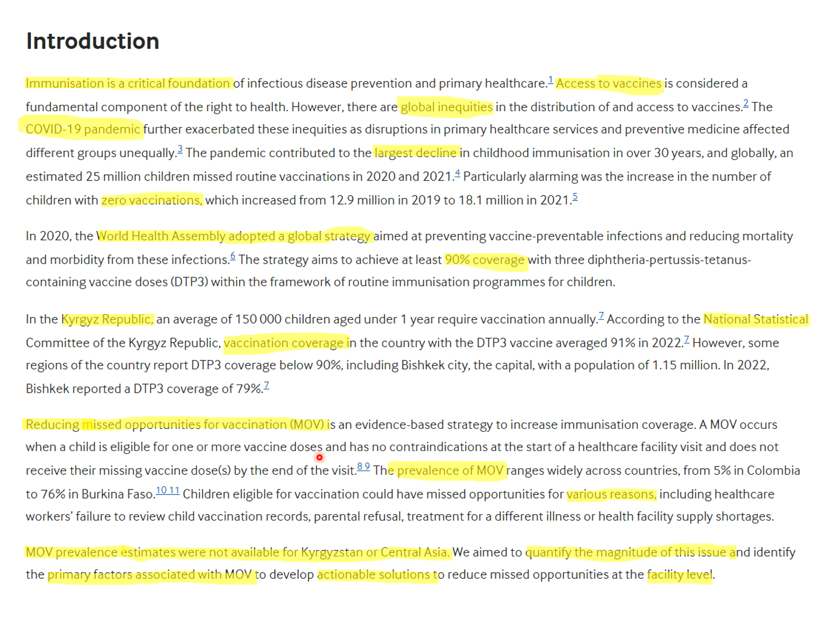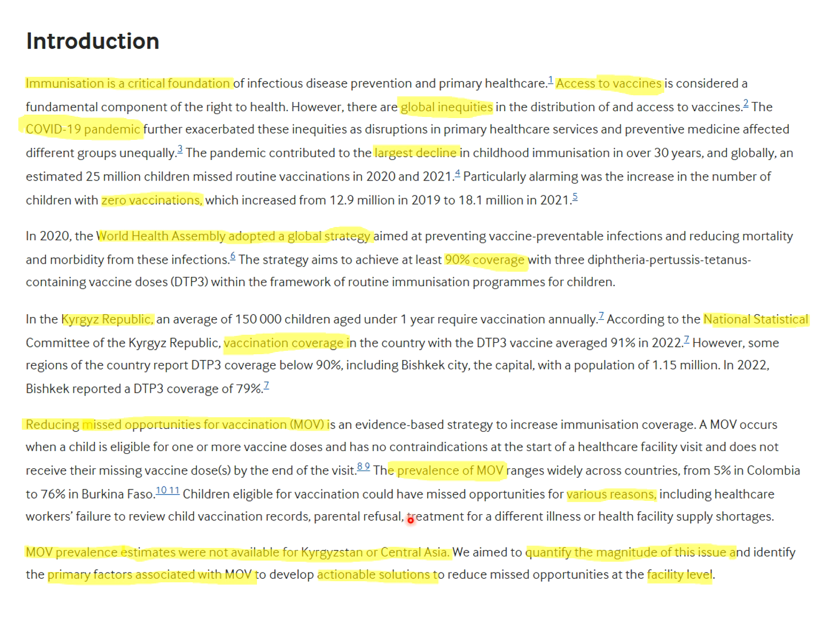Reducing missed opportunities for vaccination is an evidence-based strategy that is called MOVE to increase immunization coverage. A MOVE occurs when a child is eligible for one or more vaccine doses and has no contraindication at the start of a healthcare facility visit and does not receive their missing vaccine by the end of the visit. So this is MOVE, and he's talking about what MOVE is and that its prevalence ranges widely across countries, with 5% in Colombia giving the least value, and giving the maximum value.